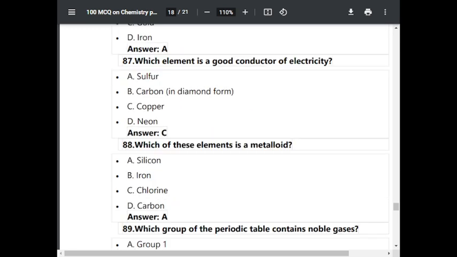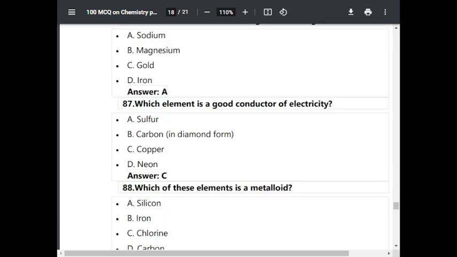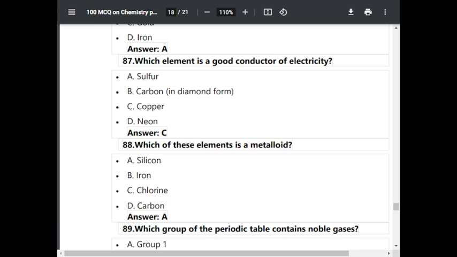Question number 87. Which element is a good conductor of electricity? The options are A sulfur, option B carbon in diamond form, option C copper, option D neon. The correct answer is C, copper. Copper is a good conductor of electricity.